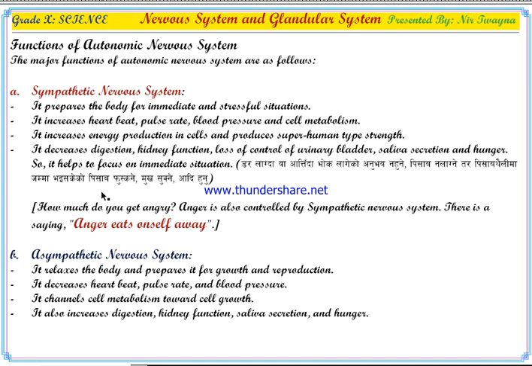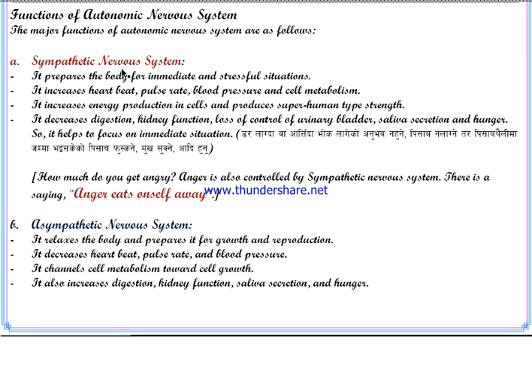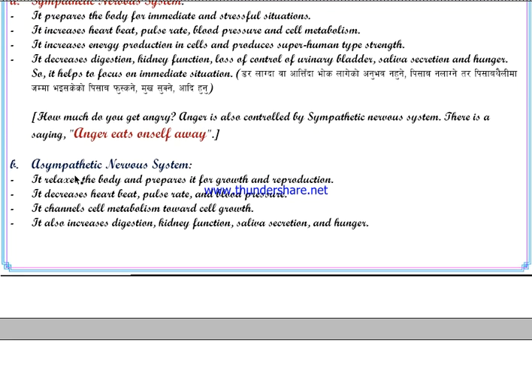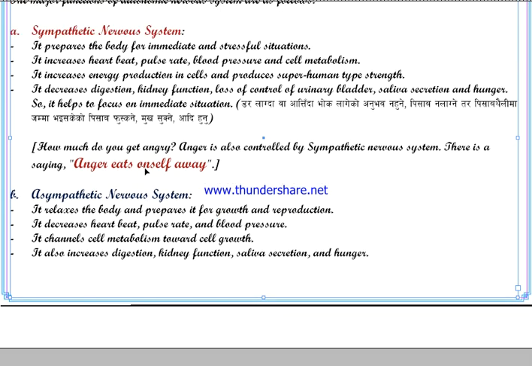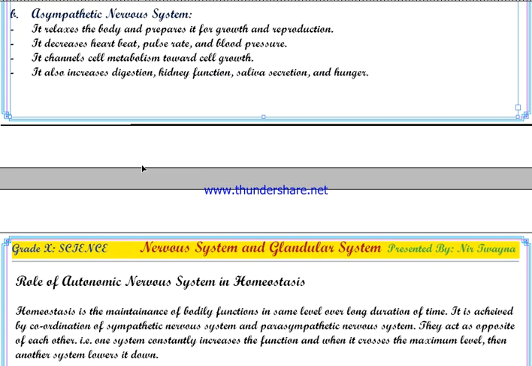Anyway, so you understand the sympathetic nervous system. Next one is the parasympathetic nervous system. It relaxes the body and prepares it for growth and reproduction. It decreases heartbeat, pulse rate and blood pressure. It channels cell metabolism towards cell growth. It also increases digestion, kidney function, saliva secretion and hunger. Well, any confusion? Well, this much is about the autonomic nervous system.